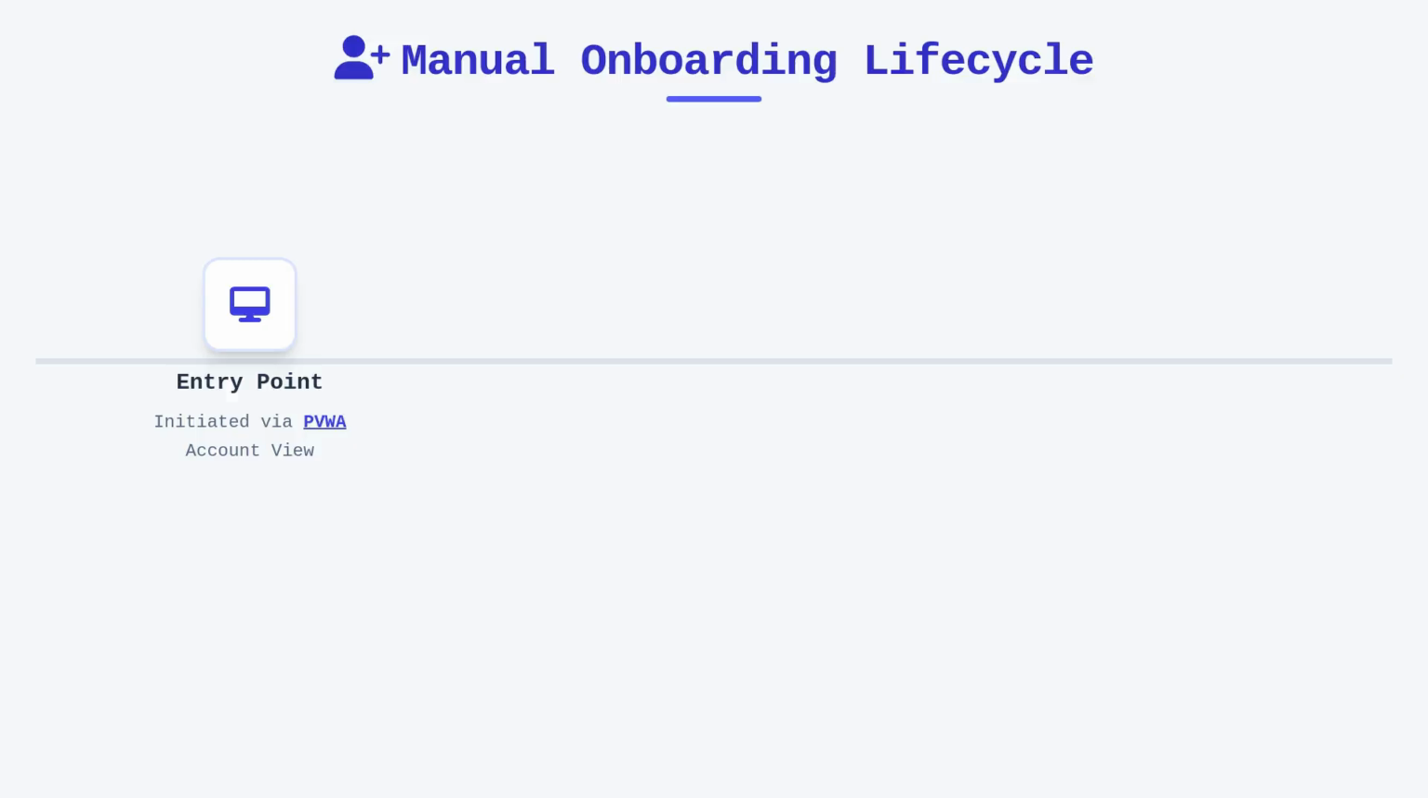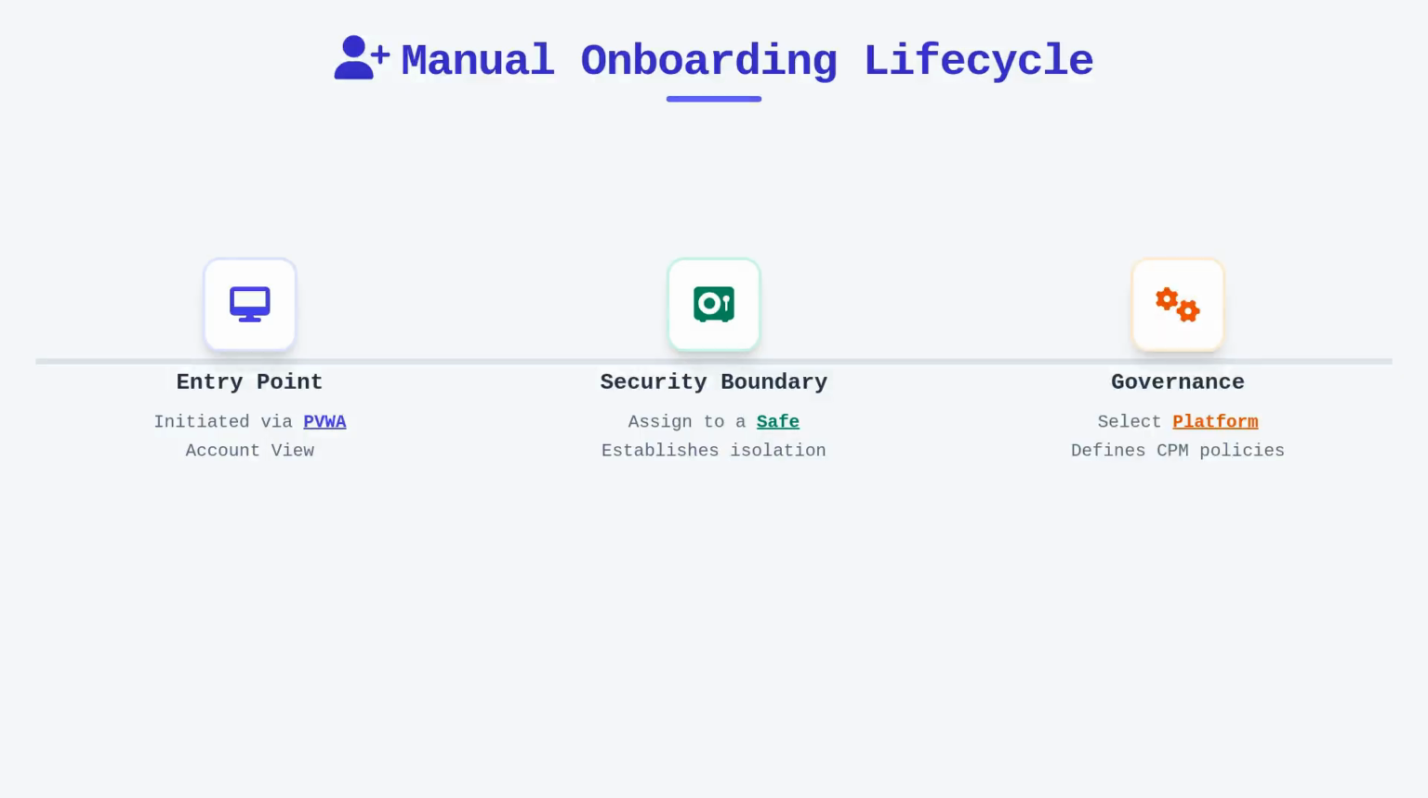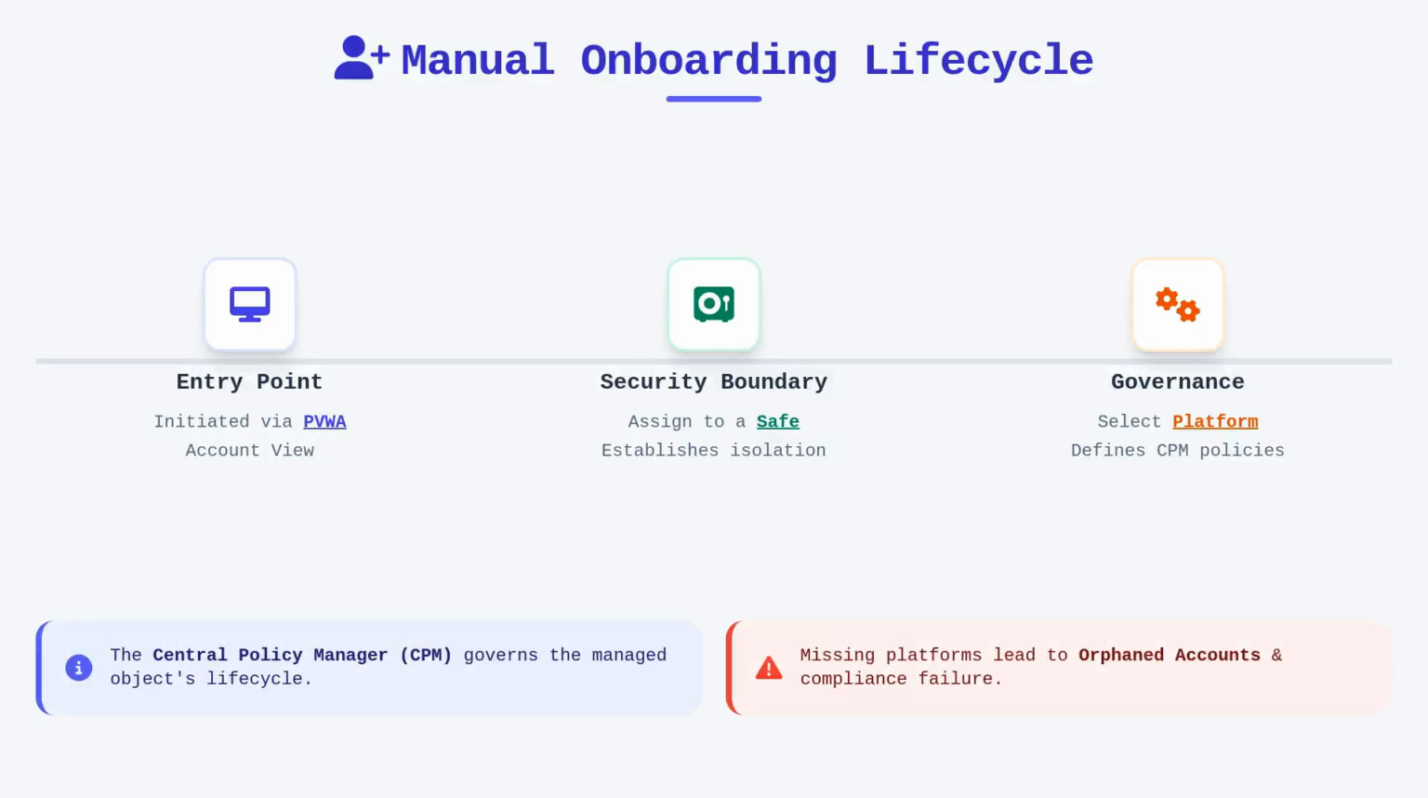You must select the appropriate safe to store the account, as the safe acts as the primary security boundary. Furthermore, you must assign a specific platform, which dictates the set of policies that govern how the password for that account is rotated, verified, or reconciled. Without a correctly associated platform, the account is effectively orphaned from a management perspective, leaving it outside the scope of automated compliance.